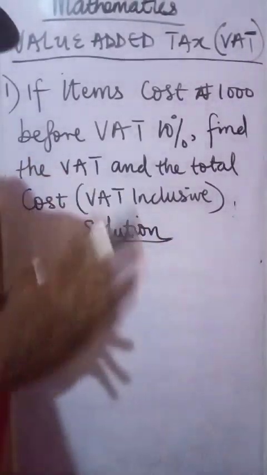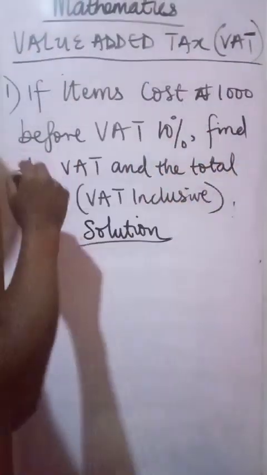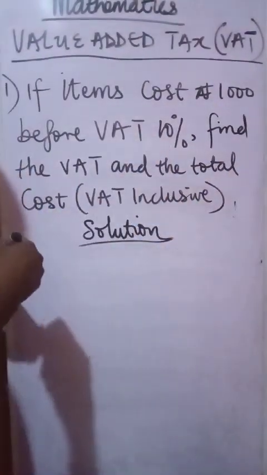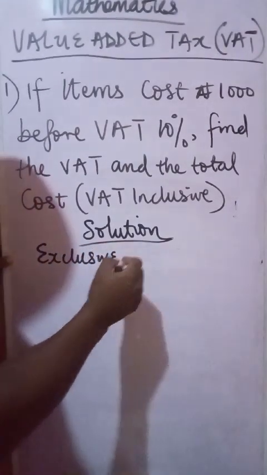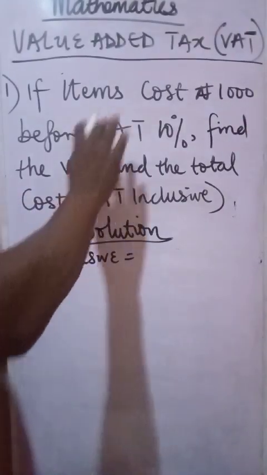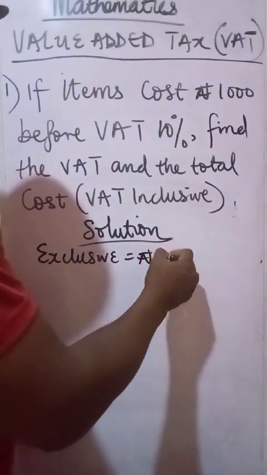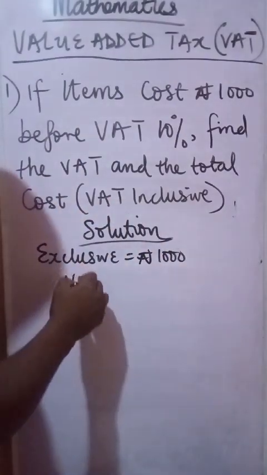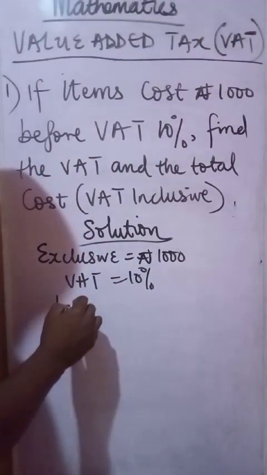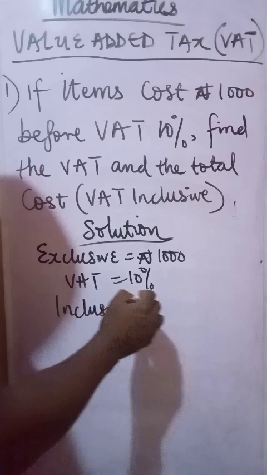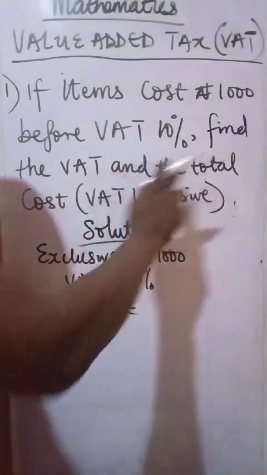To understand this further, you can watch a couple of videos on YouTube. But now let me go into the question. They said if items cost 1,000 before VAT, 10% VAT. Before VAT means exclusive, right? Exclusive is when they exclude the VAT, the price is 1,000. They have VAT 10%. Now they said find the VAT and the total cost. Total cost is VAT inclusive.